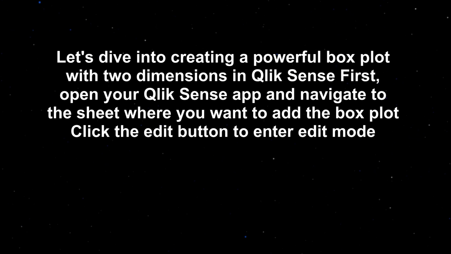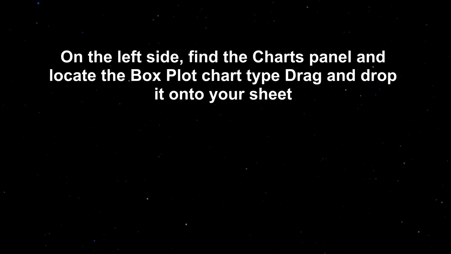First, open your Qlik Sense app and navigate to the sheet where you want to add the box plot. Click the Edit button to enter edit mode. On the left side, find the Charts panel and locate the box plot chart type. Drag and drop it onto your sheet.